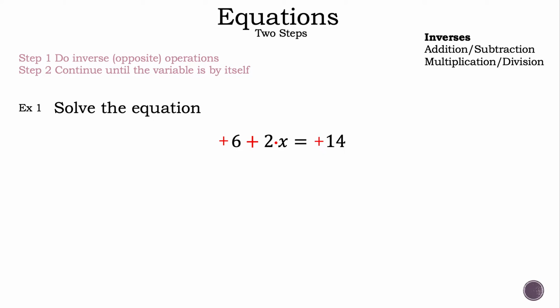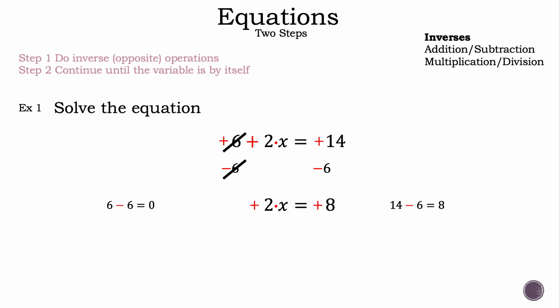And since it says positive 6, and that positive sign is another sign for the plus sign, and another word for plus is add, and the inverse of addition is subtraction. So we're going to go ahead and subtract 6 from the left side so we can cancel those numbers out. Because 6 minus 6 is 0, we're going to cancel those numbers out. Since we did that to the left side, we now need to do it to the right side. So we're going to subtract 6 from 14, and 14 minus 6 is 8.